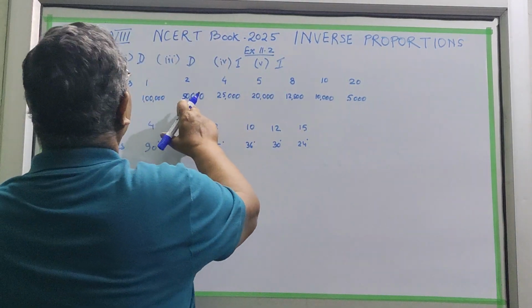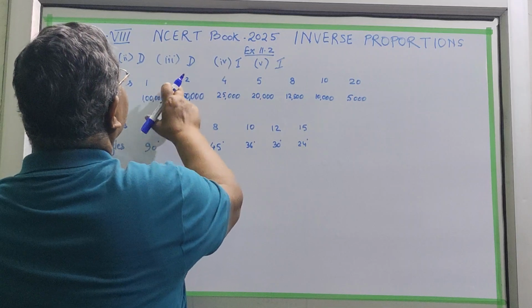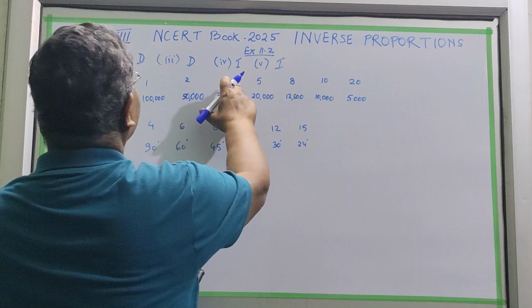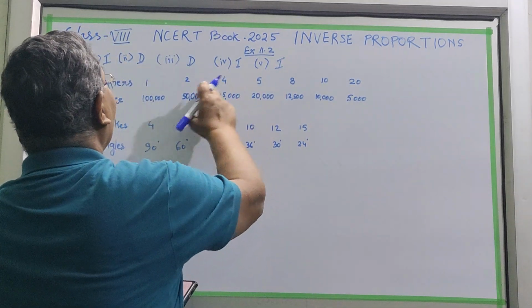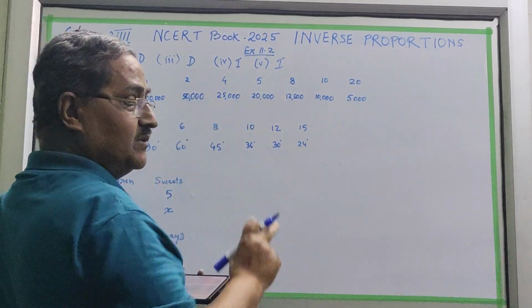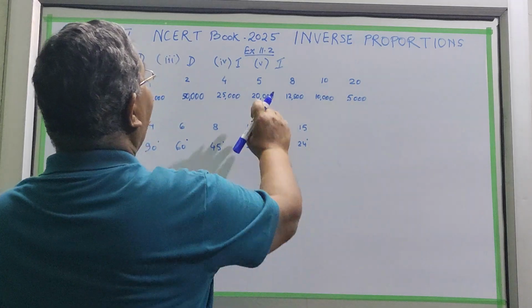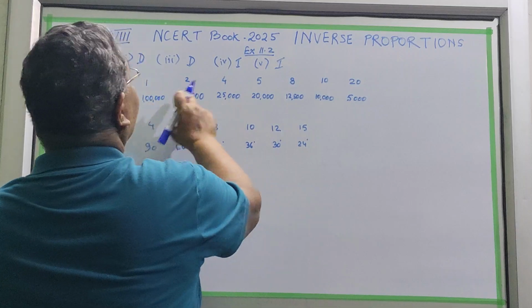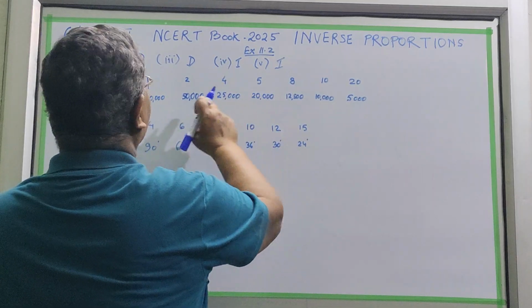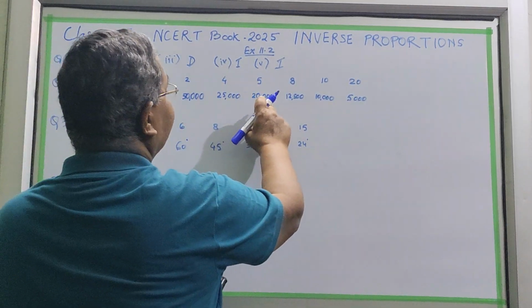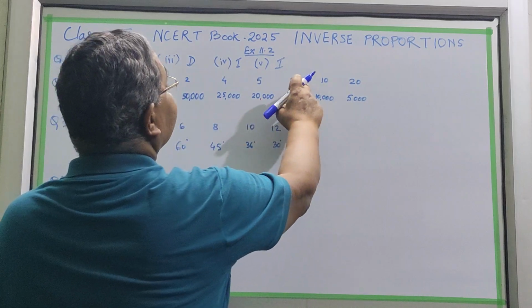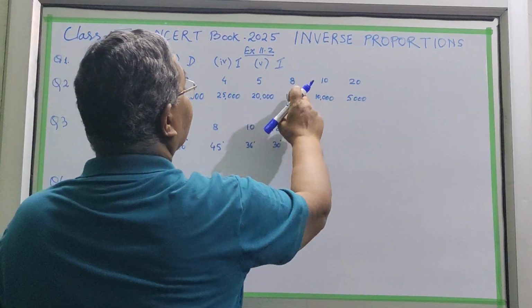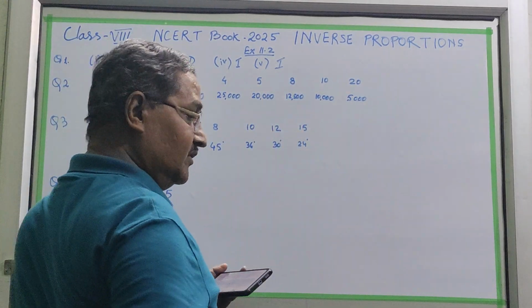So how has this come? The prize money is 1 lakh, now it is divided by 2. Suppose the question is asking, if winners are 4, what will it be? We will divide 1 lakh by 4 and 25,000 will be your answer. Now if 5 are the winners, then we will divide 1 lakh by 5 and it will be 20,000. The prize money will be divided among 5 and it will decrease. Again, if 8 are the winners, then the prize money of 1 lakh will be divided by 8 and your answer will be 12,500.